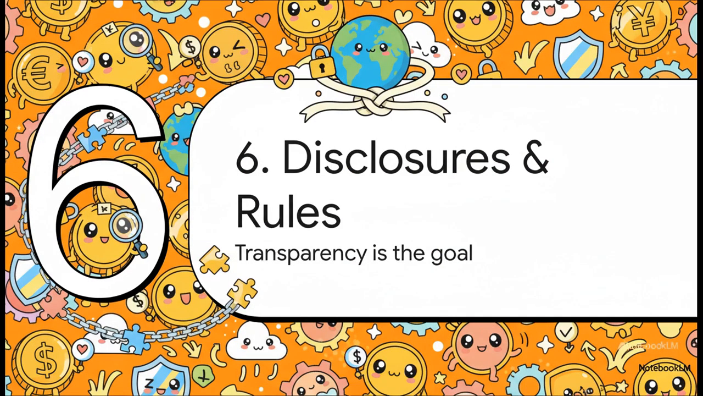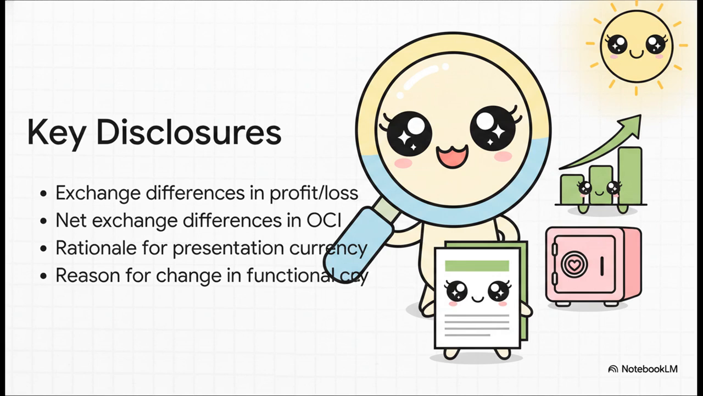Finally, we've reached Section 6, Disclosures and Final Rules. Because transparency is the whole game here. IAS 21 mandates some very specific disclosures so that anyone reading these financial statements knows exactly how currency fluctuations messed with the bottom line. You have to be super clear about what hit your profit, what got parked over in comprehensive income, what your actual functional currency is, and, if you're presenting in a different currency, exactly why you chose to do that. It is all about giving investors total transparency.